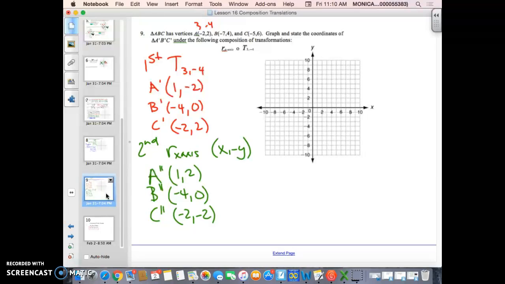And then for number 9, again, you start with number 2, which is a translation of 3, negative 4. So you add 3 to your x's, and you subtract 4 from your y's. And then the second was a reflection across the x-axis, and this is the rule. The x stays the same, the y changes. And here are my new coordinates based off of the red. And so that's where your final image should end.